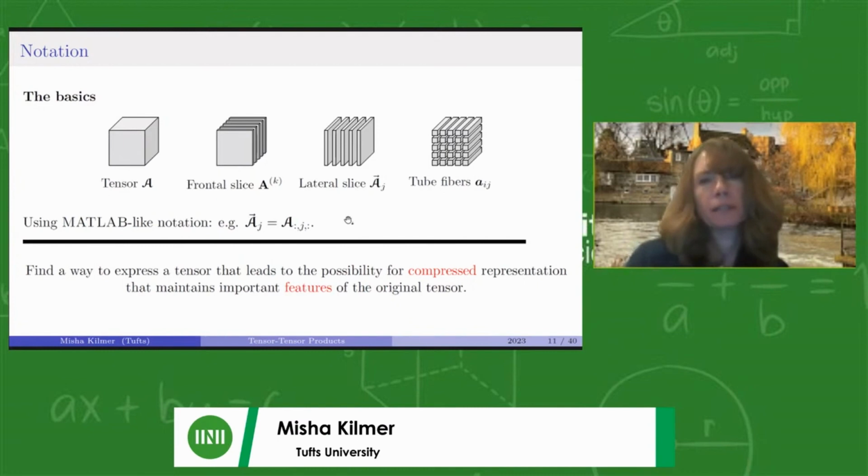In places where I need to reference entries in the tensor, I'm using a MATLAB-like notation. So for example, the jth lateral slice of this 3rd order tensor would be obtained by basically holding the jth index fixed, and the colons mean take all the rows and all the dimensions into the 3rd dimension. So we want to find a way to express our tensor that leads to the possibility of compressed representation, but we don't want to throw away important features in the original tensor.